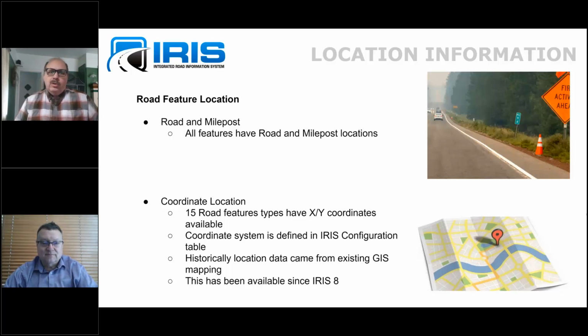This was set up by creating a general coordinate system that's defined in your configuration file. That's typically something like the state plane coordinates, north zone, south zone, but it could be whatever you want. Historically, that data has come from the GIS sections of the counties. And like I said, this has been in IRIS since IRIS 8 or so.